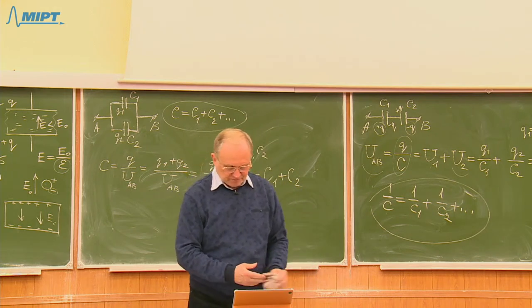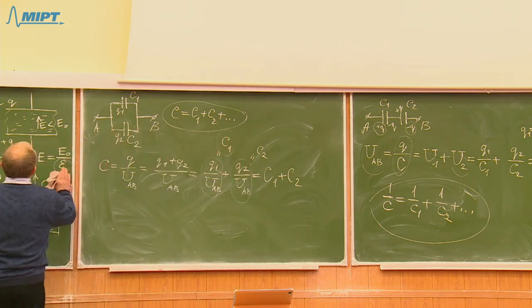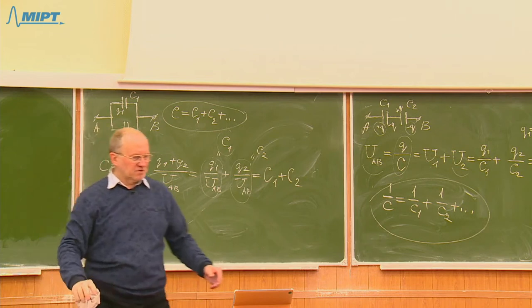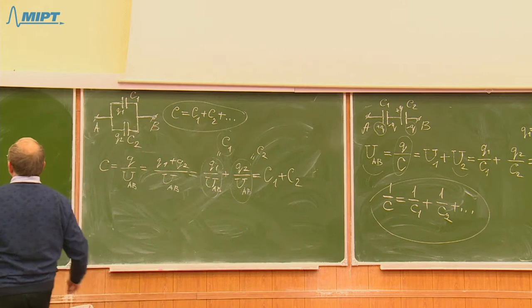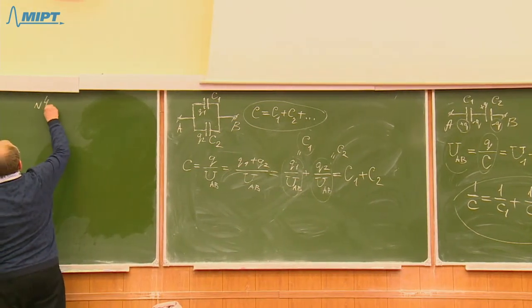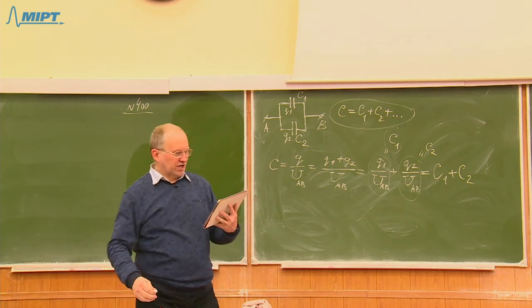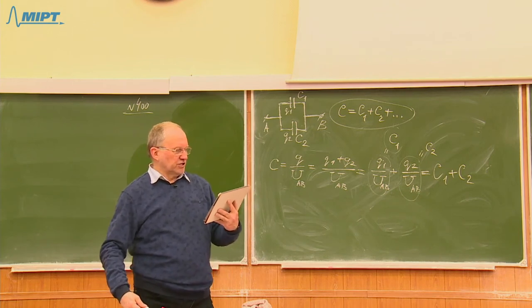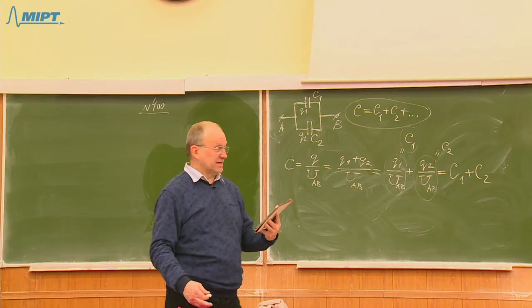Now I would like to discuss some simple problems in electrostatics. For example, problem number 400. It says, if only one charged body is available, can it be used to obtain a charge exceeding many times in absolute magnitude that which it itself has?